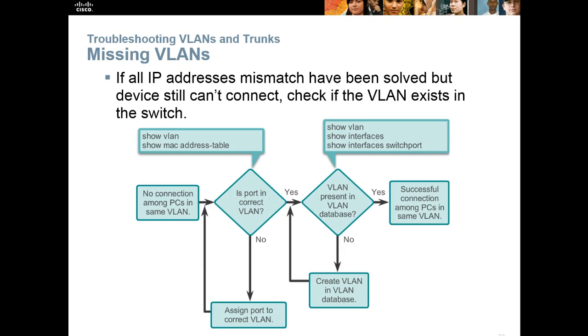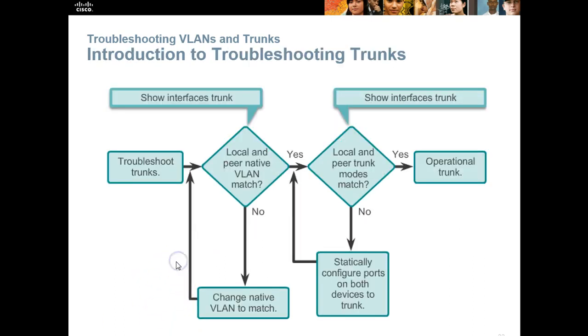So if you've gone through and checked your IP addresses, but it still can't connect, you have to make sure of the VLAN. Is the port in the correct VLAN? If it's not, assign the port to the VLAN. Is the VLAN present in the database? If it's not, create it in the database. There can be all kinds of things that go wrong in troubleshooting VLANs. So pay attention to the troubleshooting section.